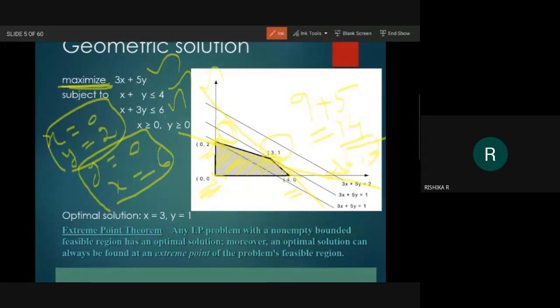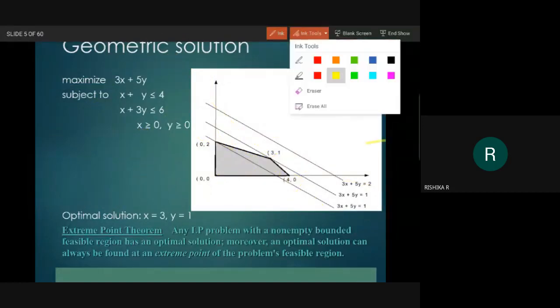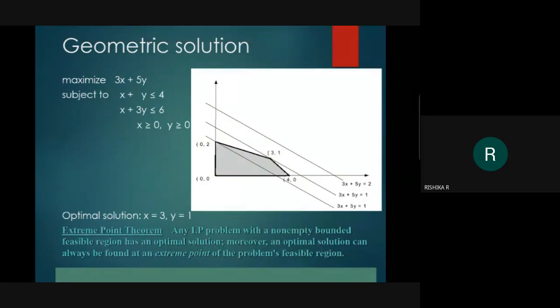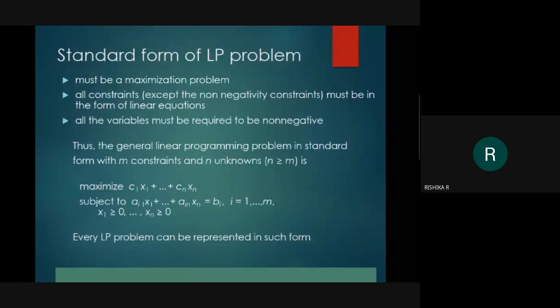So the problem is going to be the same. The same linear function is going to be given to us. The same constraints are going to be given to us. What is our aim now? We have to find the point which is maximizing the given function such that the given constraints are satisfied. So that is the problem. Now we are going to solve that problem using the simplex method.